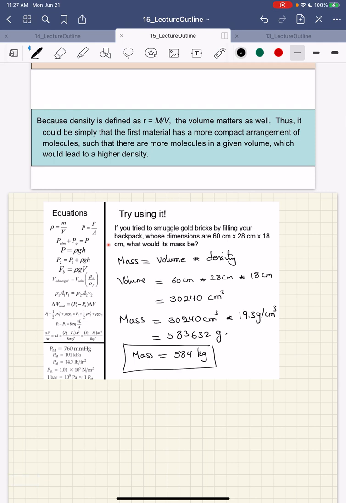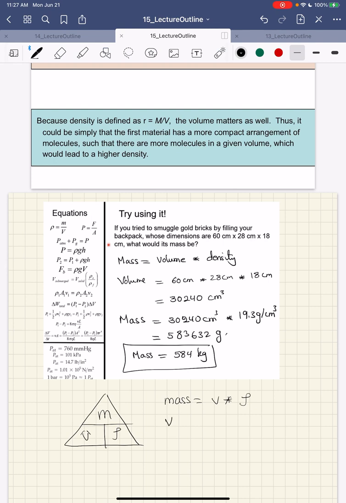Now, if you try to smuggle gold bricks by filling your backpack, whose dimensions are 60 by 28 by 18, what would its mass be? Then I will say we're going to use... I like to talk about how we arrange mass, volume, and density. Mass is going to be volume times rho, where we use rho for density.